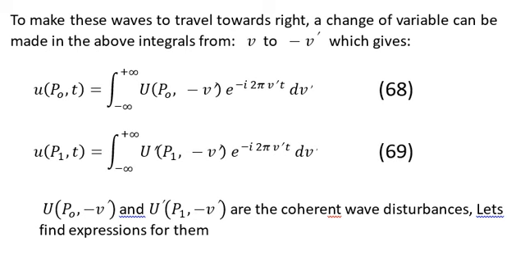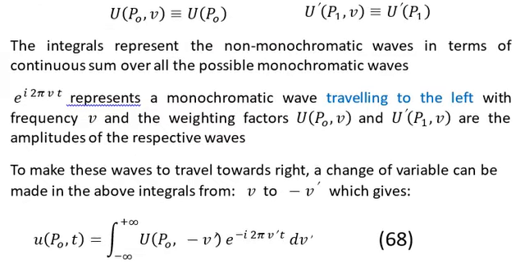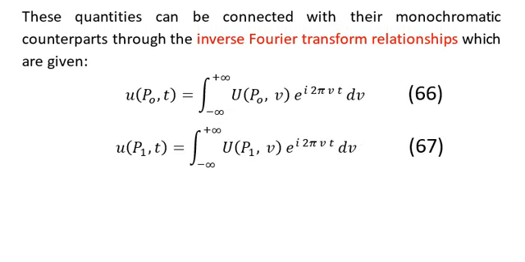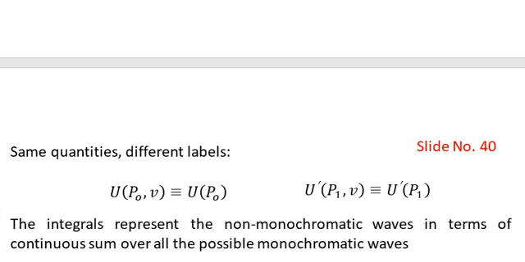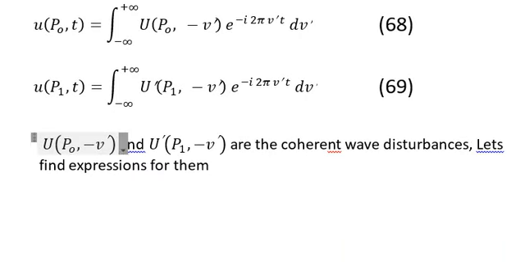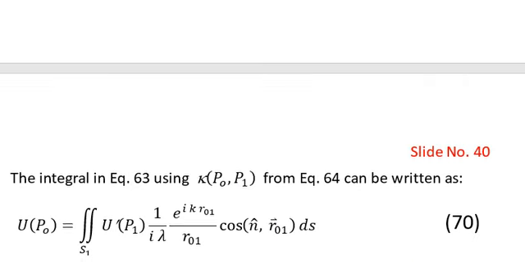So similarly for equation 69 we have written them. For both expressions given earlier, that is 66 and 67, we have changed the frequencies from nu to nu prime. So these are simple calculus steps. Okay, now u of p naught comma nu and u prime of p1 comma minus nu are the coherent wave disturbances. Let's find an expression for them.